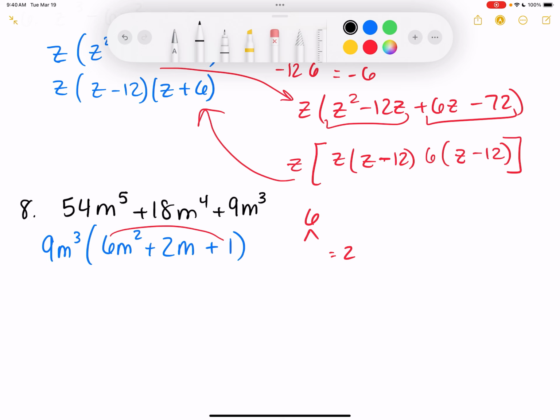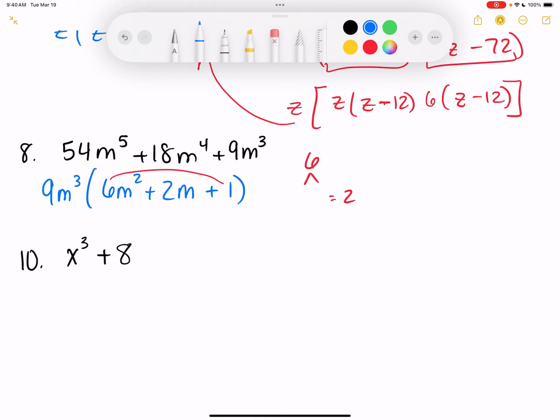All right, into the new stuff. Sum or difference of cubes. Factor the polynomial completely. 10, x cubed plus 8. So this is our sum of cubes. For the first part, we copy this down. So this is x cubed plus 2 cubed. When I'm using the numbers to fill in, those are the numbers that I'm using. So this is going to be x plus 2.